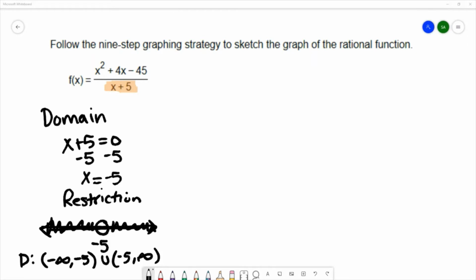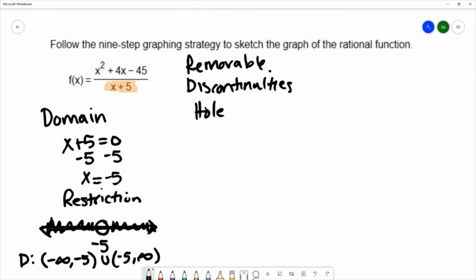Okay, on the next part, we want to find out if there are any removable discontinuities. This is another name for having a hole in the graph. So to find out if we have any removable discontinuities or holes in the graph, we need to see if there are any common factors between the numerator and denominator.